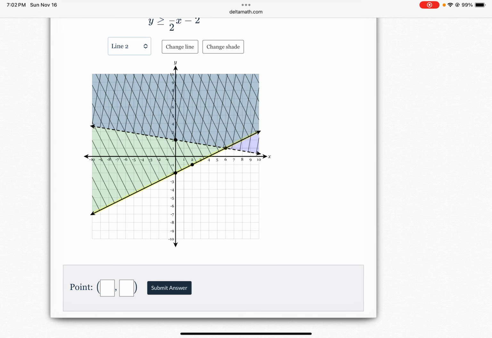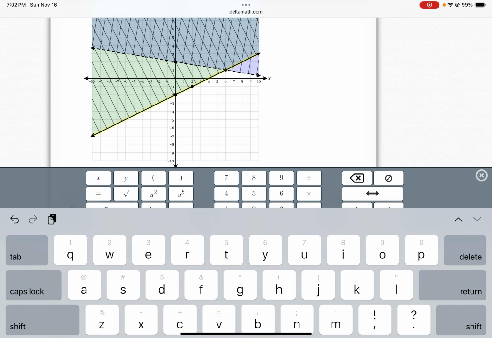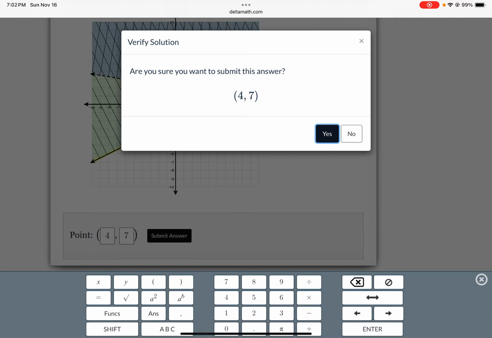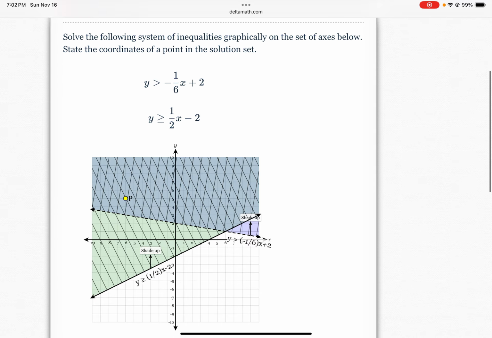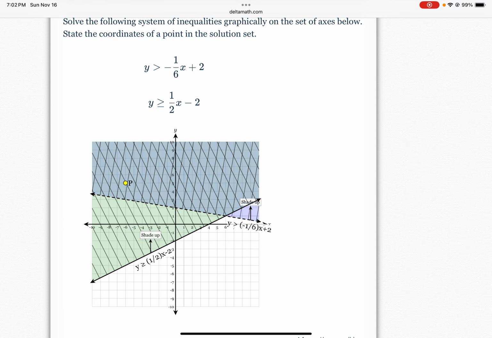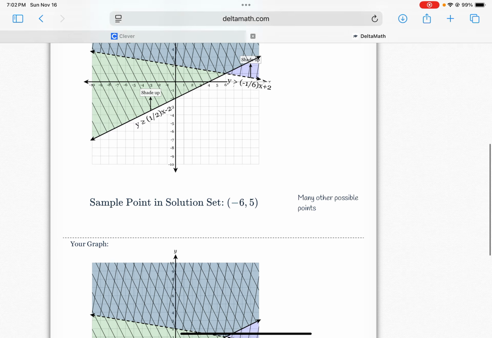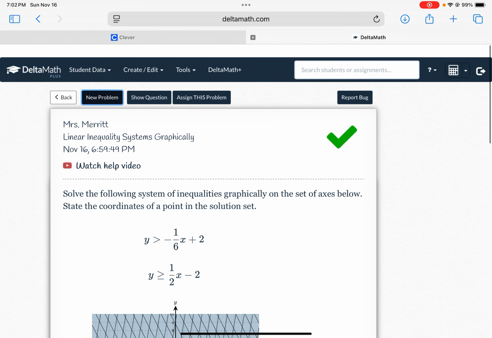You just have to choose one. So I'm going to go over here and just find any point that's within this gray area. I might use, I don't know, 4, 7. Doesn't really matter. I'm just picking any one I want to pick. And then it will tell me that yes, that's true. So this gives you an example of -6, 5 also being a solution. So there are many other possible points.